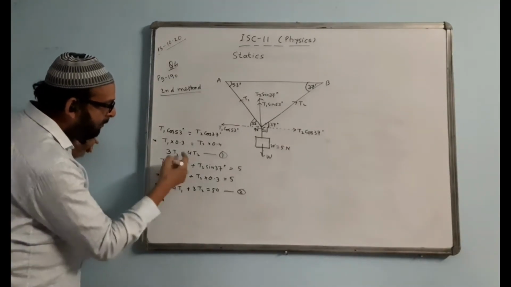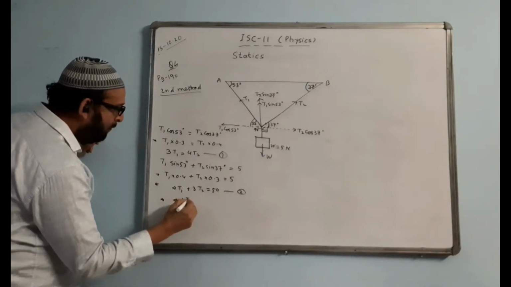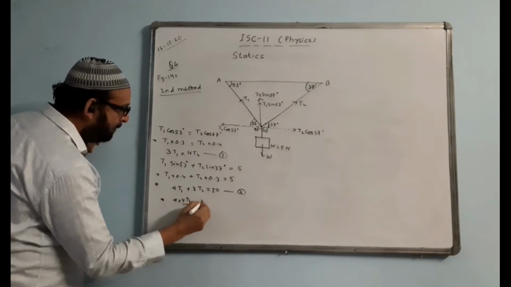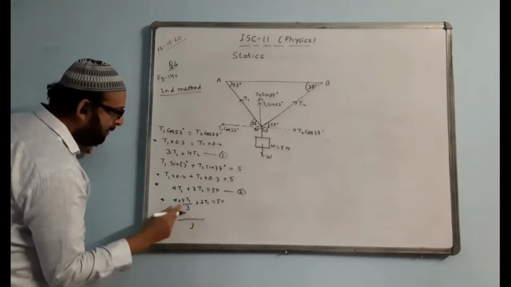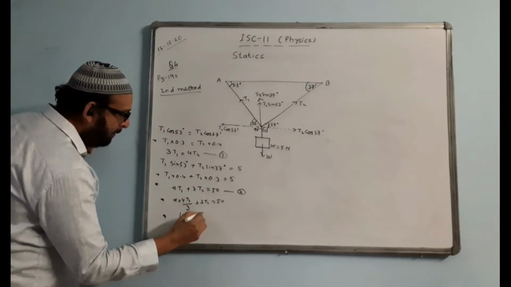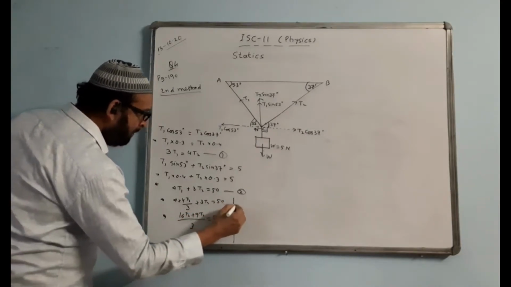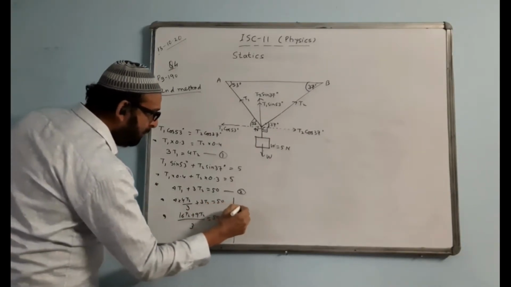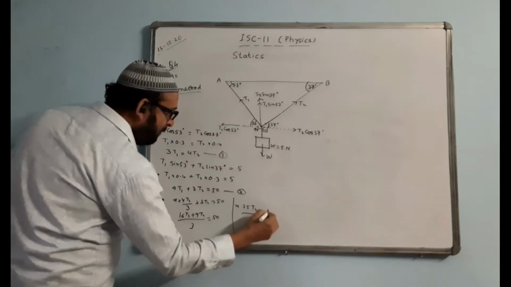Now solving the two equations simultaneously. What we can do, we can put the value of T1 as 4T2 by 3, plus 3T2 is equal to 50. LCM is 3, so 16T2 plus 9T2 is equal to 50. 25 T2 by 3 is equal to 50.